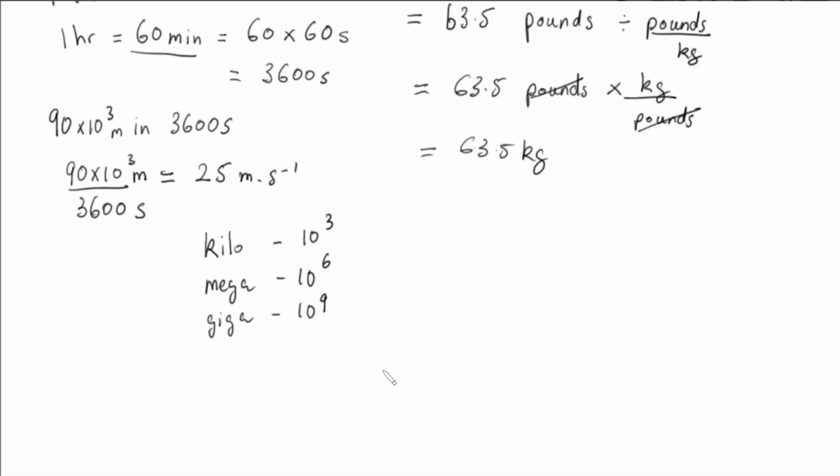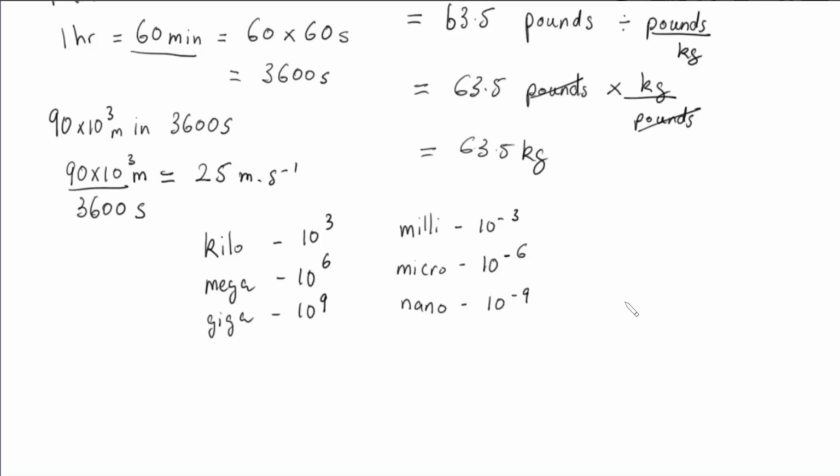Similarly, you can go the other way, and we can say milli corresponds to 10 to the negative 3. Micro, which corresponds to 10 to the negative 6. And nano, which corresponds to 10 to the negative 9.